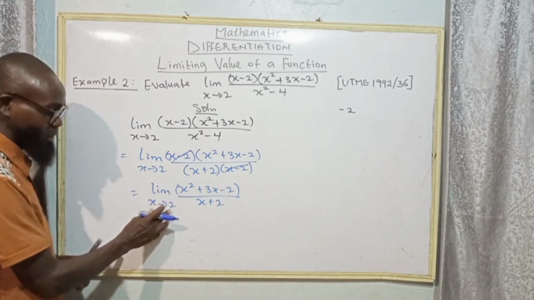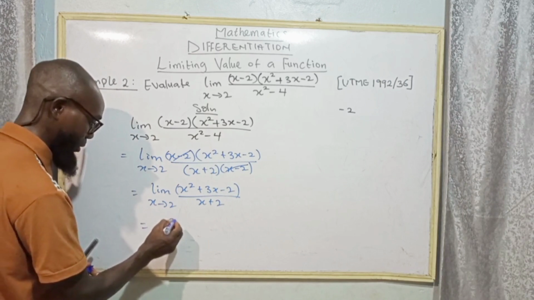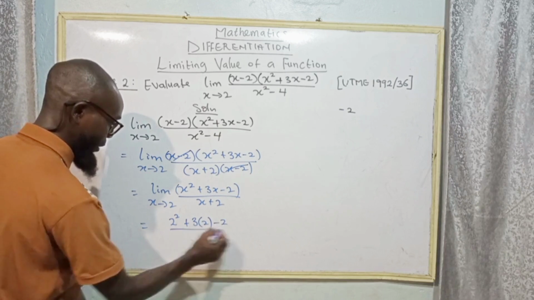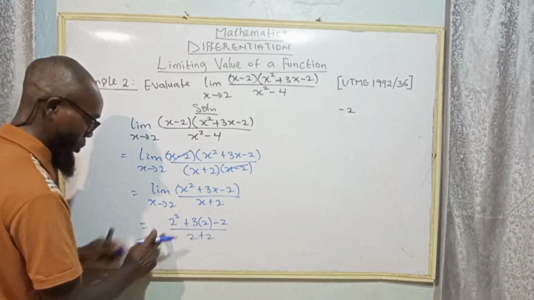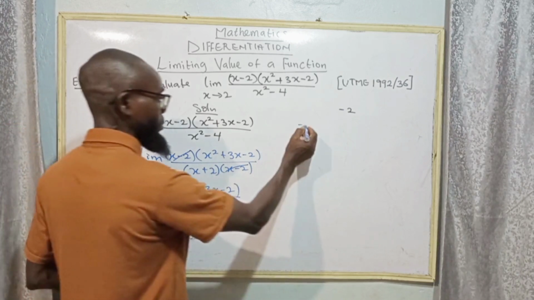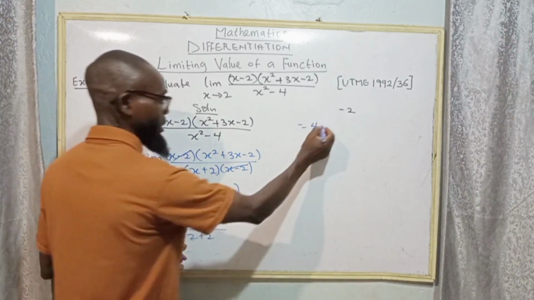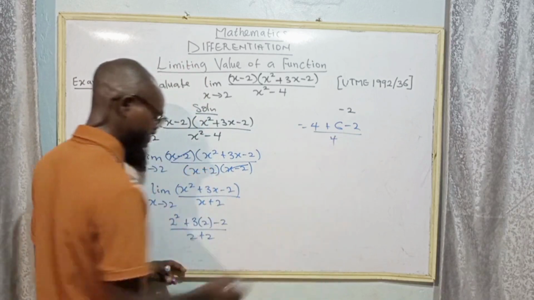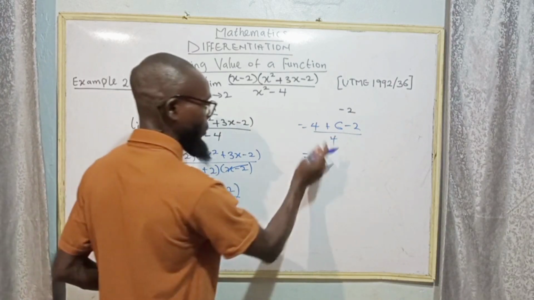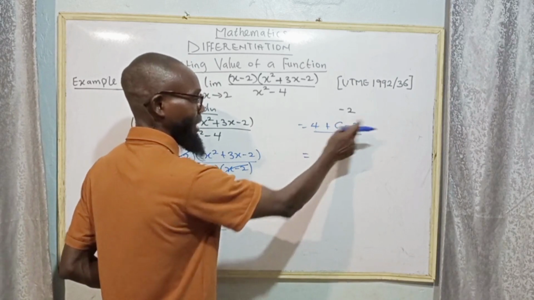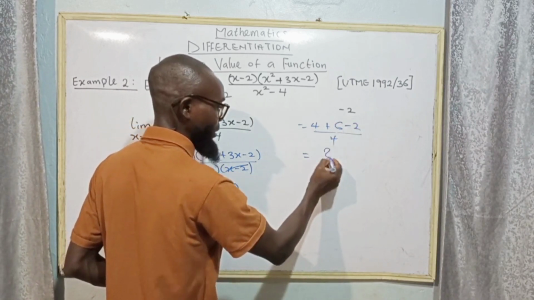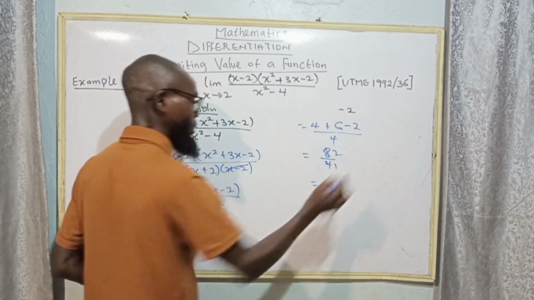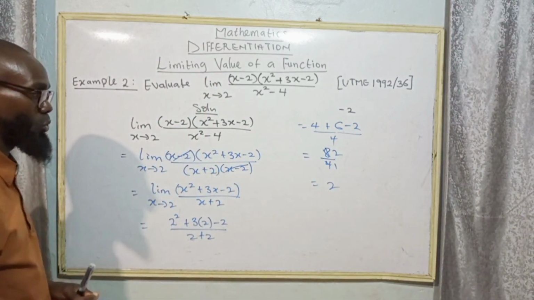So here, we substitute our 2. We have 2 squared plus 3 times 2 minus 2, divided by 2 plus 2. 2 squared gives us 4, plus 3 times 2 gives us 6, minus 2, divided by 2 plus 2, which is 4. So 4 plus 6 is 10, 10 minus 2 is 8, divided by 4. So the limit is equal to 2.